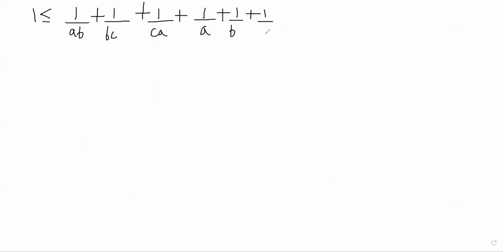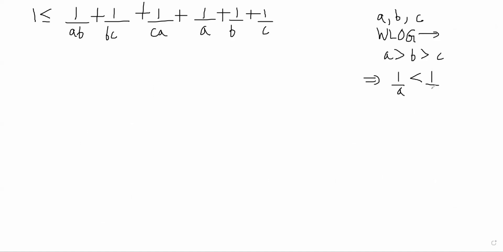So we have 1 is less than or equal to 1 by AB plus 1 by BC plus 1 by CA plus 1 by A plus 1 by B plus 1 by C. And for the primes A, B, C, we can assume without loss of generality that A is greater than B is greater than C, which implies 1 by A is less than 1 by B is less than 1 by C, right?